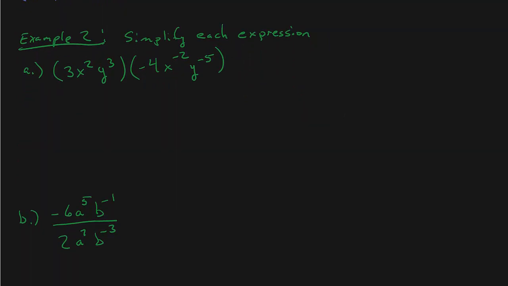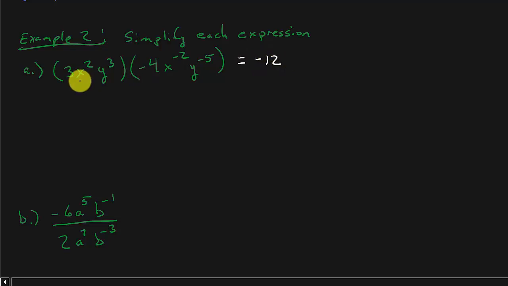So simplify each expression. Now, just remember when you're simplifying these things, in order for them to be simplified, your exponents have to be positive. All right. So let's just multiply. So I've got 3 times negative 4, that's negative 12.